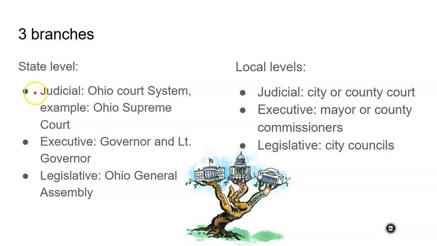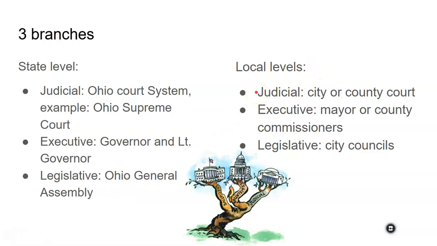In the state of Ohio, we have our Ohio court system. We have an Ohio Supreme Court, and then we have lots of lower courts below that. We also have an executive branch in Ohio, and the head of that is the governor and lieutenant governor. And then we have a legislative branch in Ohio, which is called the Ohio General Assembly, and they're the ones that make laws.